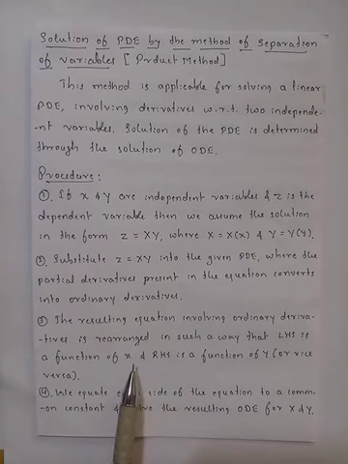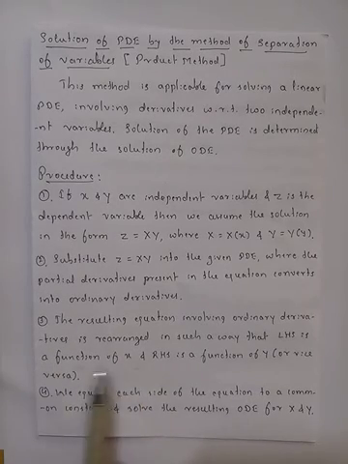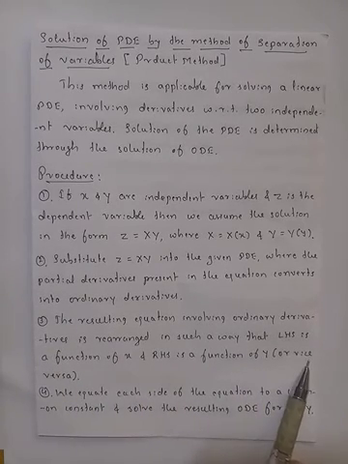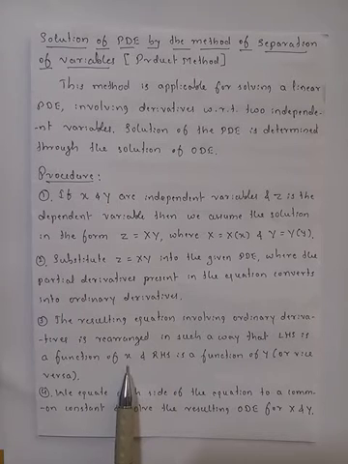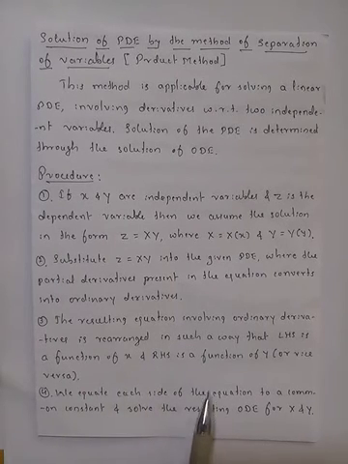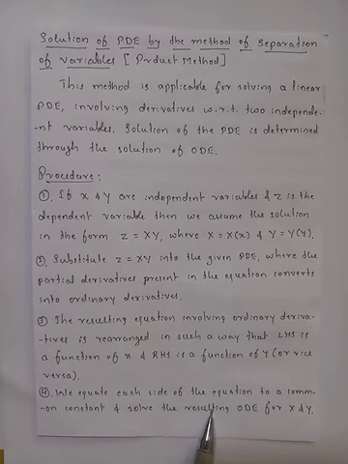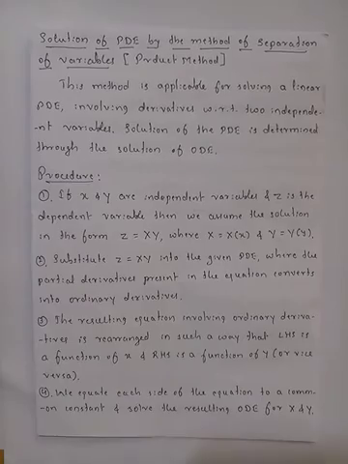So after the separation, when we take x and dx on one side, y and dy on the other side, we equate each side of the equation to a common constant. The LHS equals one constant and the RHS equals the same constant. Then we solve the resulting ODE. After equating LHS to the constant and RHS to the same constant, we solve that ordinary differential equation for capital X and capital Y.